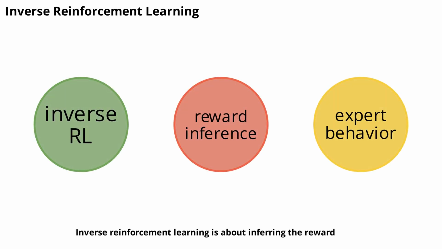Inverse reinforcement learning is about inferring the reward function by observing the behavior of an expert. Instead of specifying rewards directly, the agent tries to figure out what the expert is optimizing for. This approach is useful when it's hard to design a reward function, but examples of good behavior are available.